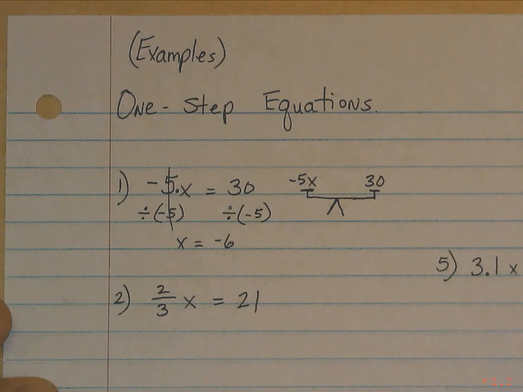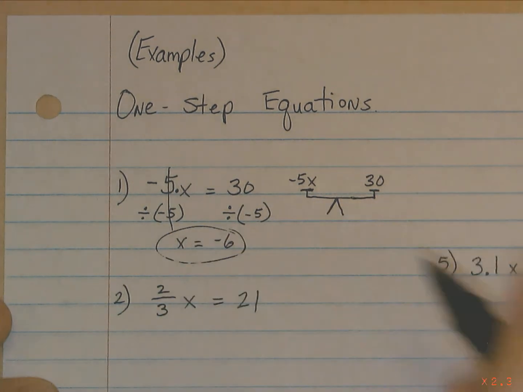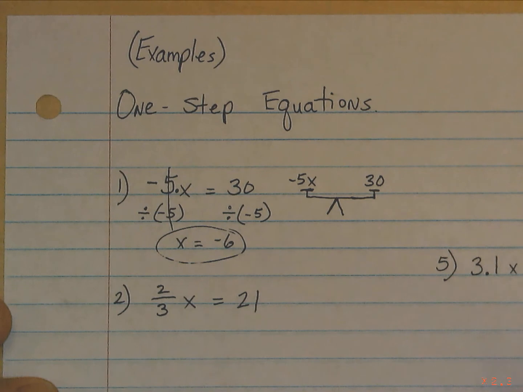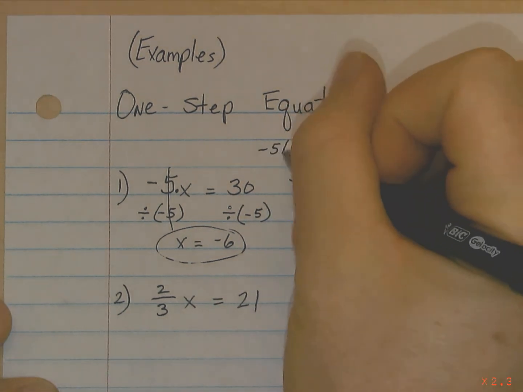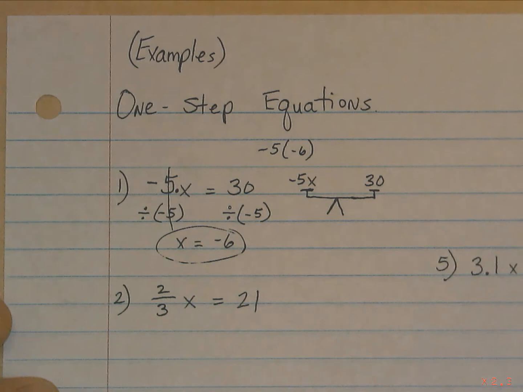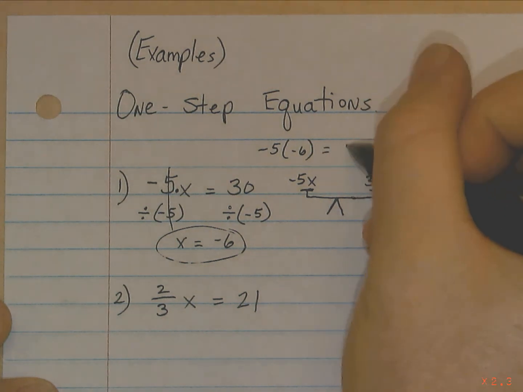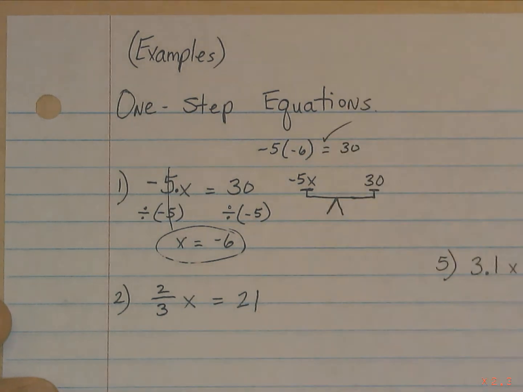And how do we check it? We can take this solution for x, negative 6, and plug it back into your equation. See if it works. Does negative 5 times negative 6 equal 30? And you will find that it does.